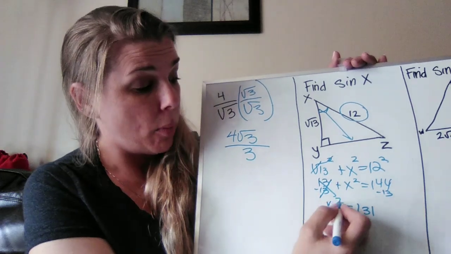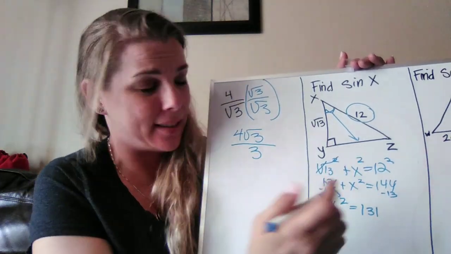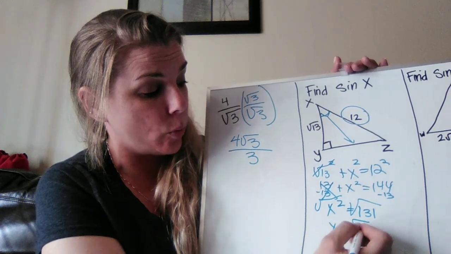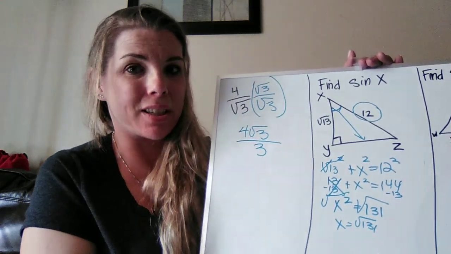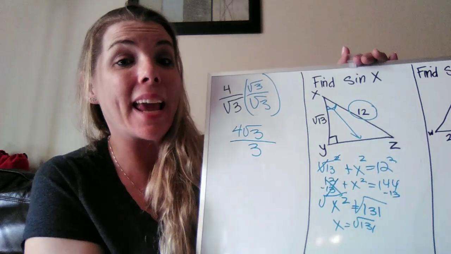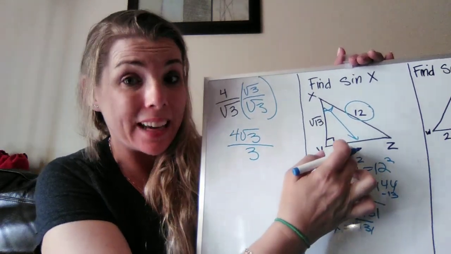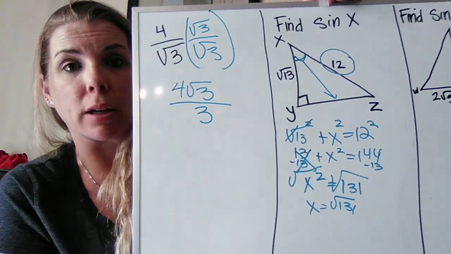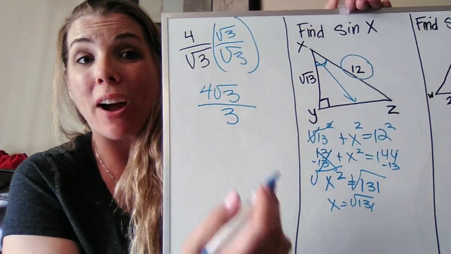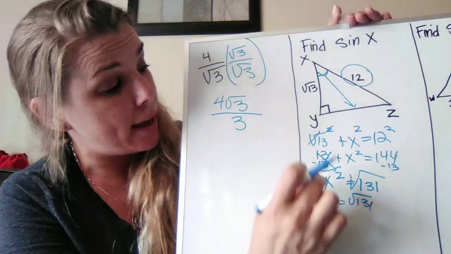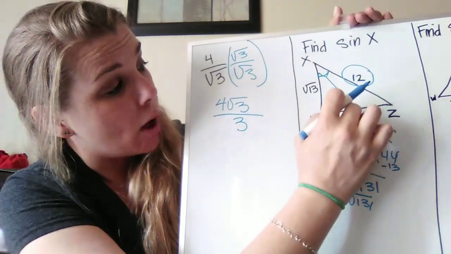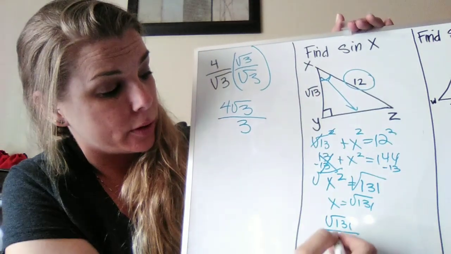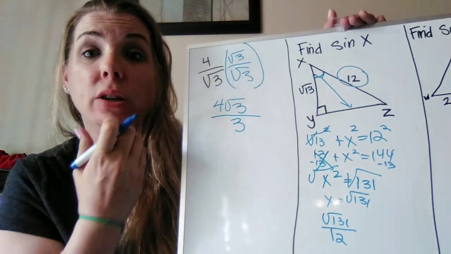Okay? But we don't want what x squared is. We want what x is. So we're going to square root both sides. X equals root 131. But we're still not done. That's not the answer. That's only the opposite side. Okay? So from there, we still have to, let's see if I can zoom in a little bit. From there, we still have to find the sine of x. So we take opposite, which we said was root 131, over 12. That's it. That's your answer.